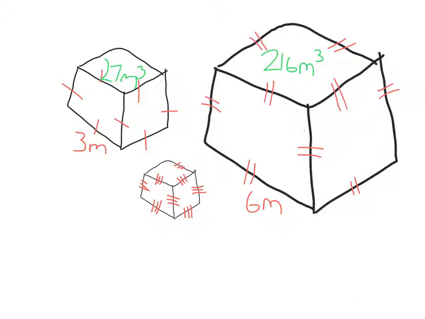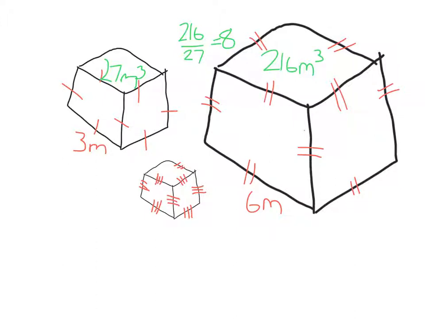So when I multiplied the length of each side by 2, I didn't double the volume. How much have I increased it by? Well, 216 over 27 is 8. I've actually multiplied the volume by 8. And the astute of you probably realize 8 is 2 cubed. So if I multiplied the length of each side by 2, then the volume increased by a factor of 2 cubed, which is 8.